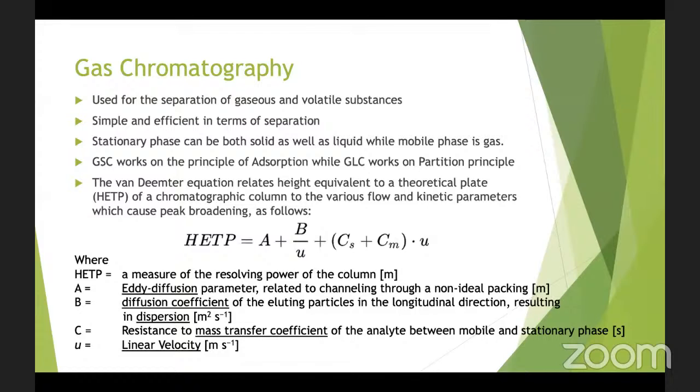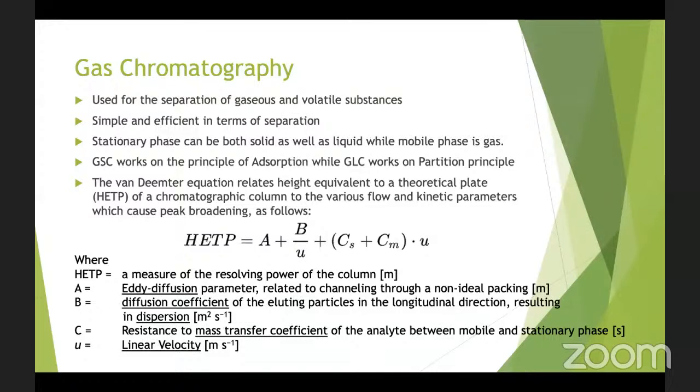Then the second one that we have here is when we have a liquid stationary phase. So here it is called gas liquid chromatography, or GLC, and the separation is based on the partition coefficient phenomenon. Now, the theory of gas chromatography is dependent on the Van Deemter equation of rate theory. To explain the equation, HETP is equal to A plus B by mu plus C times mu.